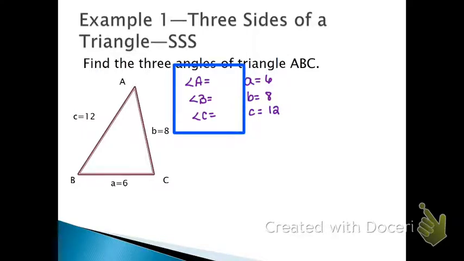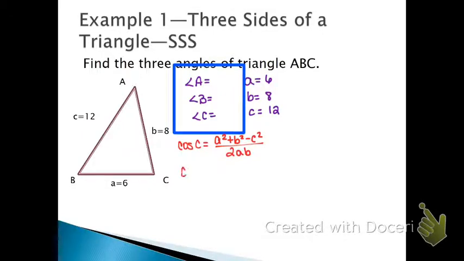Now, because we're using the law of cosines, we want to find our largest angle first. So which side is going to have the largest angle? C. Angle C. So let's find angle C first. How are we going to find angle C? We have to do the alternate form. Good. If we're after an angle, it's the alternate formula. It tells me cosine of angle C is equal to a squared plus b squared minus c squared over 2ab.